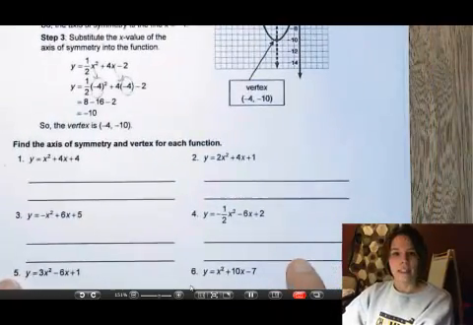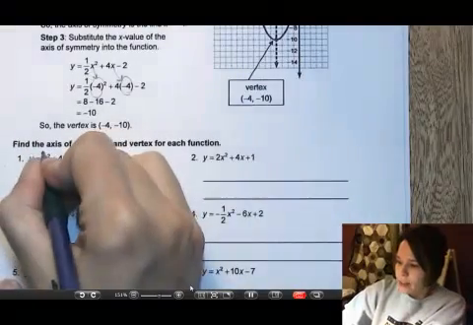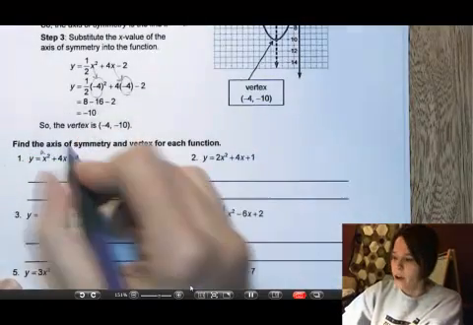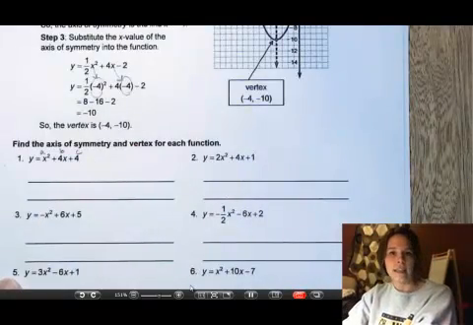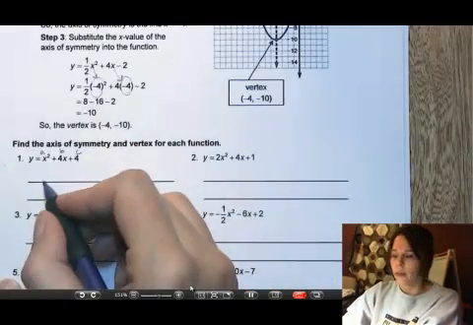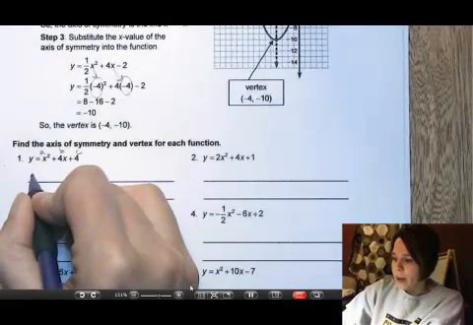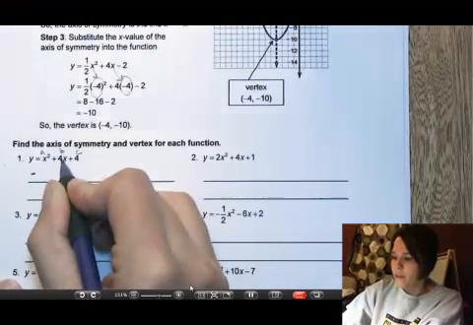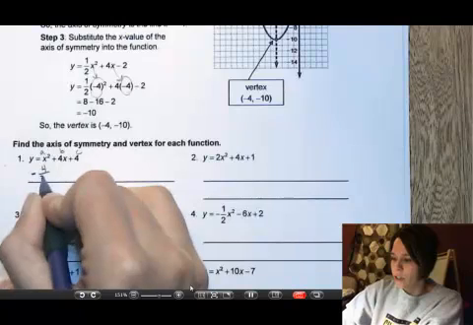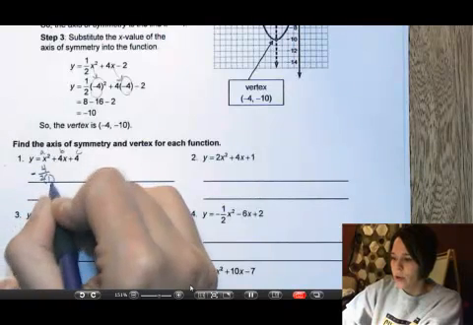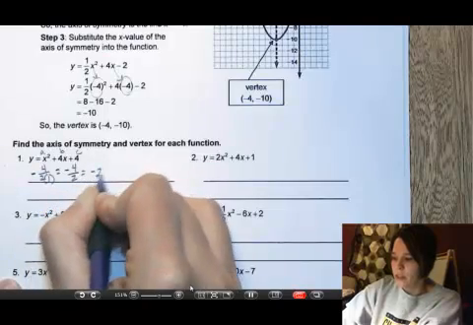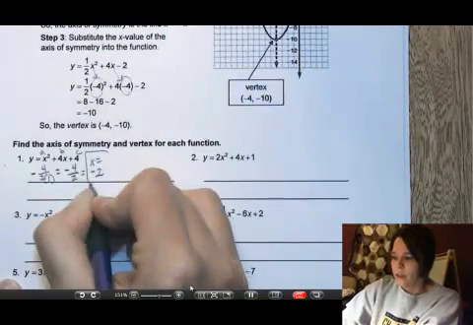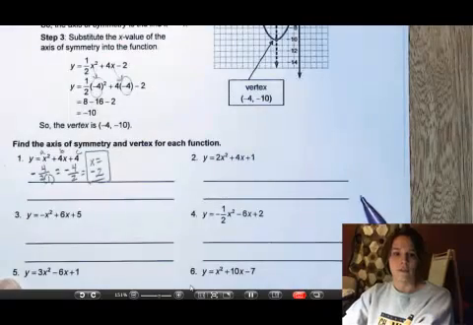Okay, first of all, let's identify a, b, and c. So I'm just going to write that up here. A is 1. Remember, it's that arbitrary value. B is 4, C is 4. I don't really need C for this portion, but we go ahead and label it. So first let's find my axis of symmetry. The opposite of B is 4 over 2 times A is 1. So the opposite of 4 divided by 2 is -2. There's my axis of symmetry.